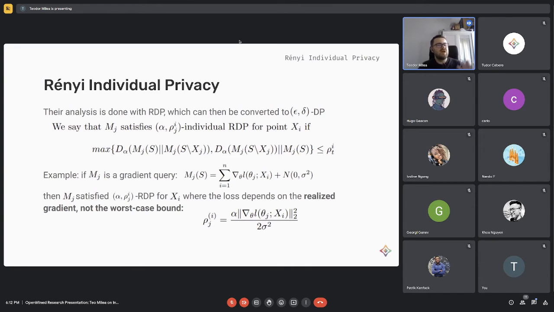But another problem is that now these parameters are sensitive. We cannot just output them however we like. We cannot publish them. We have to be careful how exactly we use them.